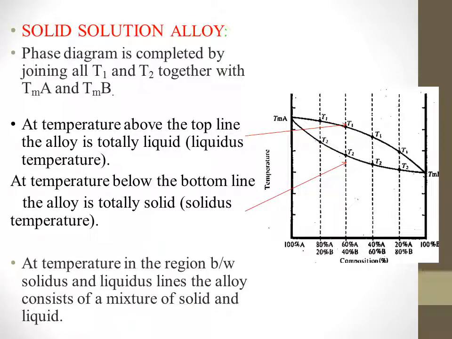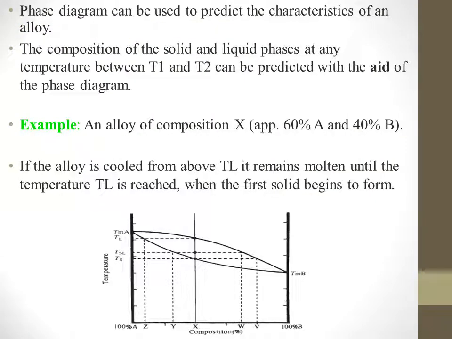Now, what about the region between the solidus and liquidus line? This is basically where there is a mixture of both the solid and liquid phase of the alloy. The solidus and liquidus temperature are very important and they are often asked. We are asked what they are and where on the graph they are present.